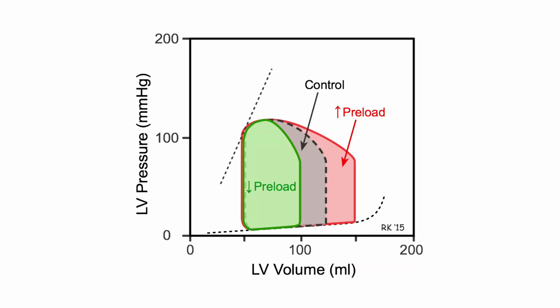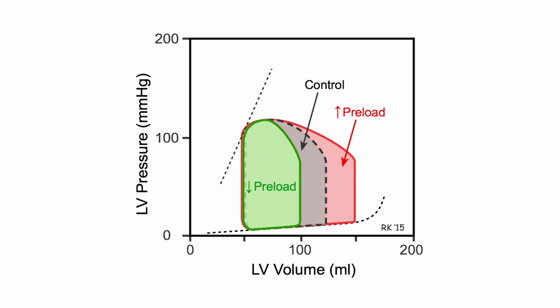This relationship is also shown in this pressure volume loop, where the LV volume is on the x-axis and LV pressure is on the y-axis. And you'll see in the red loop here that as left ventricular volume increases, you have a higher left ventricular end diastolic volume. The ventricle will stretch and eject that blood more rapidly. And because the end systolic volume is the same, the net effect is that you have a larger stroke volume.